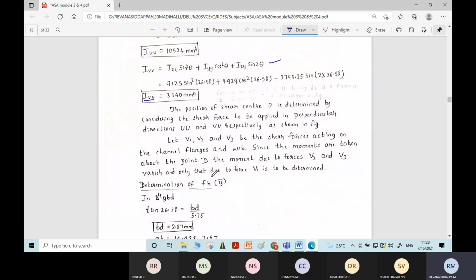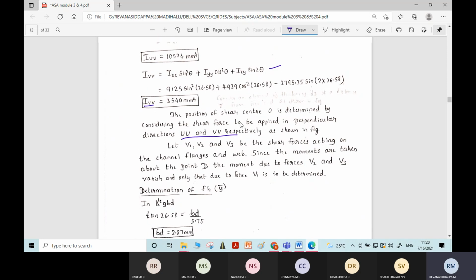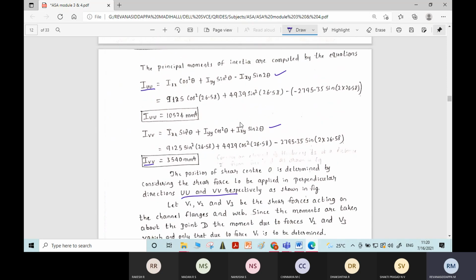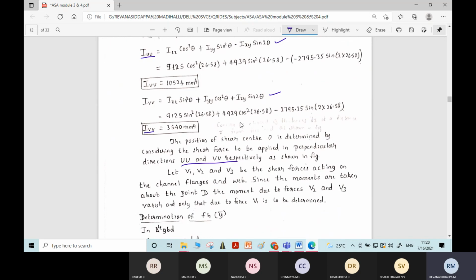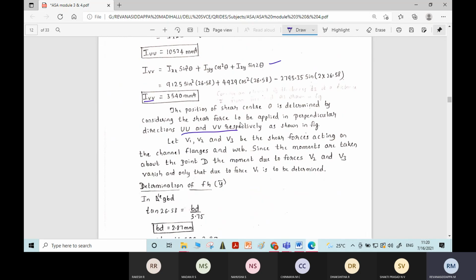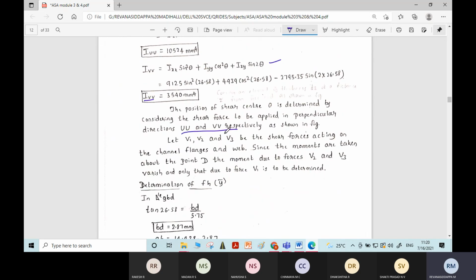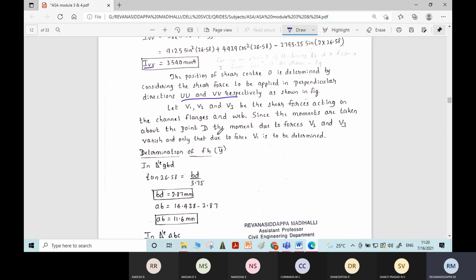Now the position of the shear center O is determined by considering the shear force to be applied perpendicular to these directions u and v. See, as the figure given is an unsymmetric figure, the shear center will be lying with respect to some other new axes, that is axis u and axis v. Therefore, the shear force is to be applied perpendicular to the directions of u and v respectively.